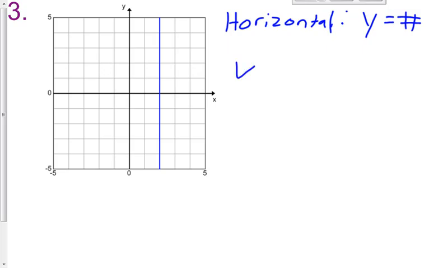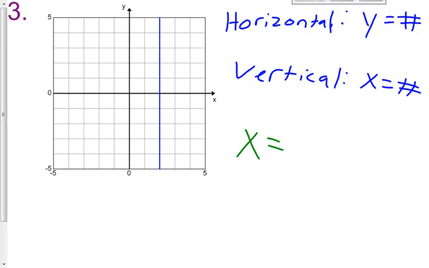When it is a vertical line, you should think x equals that number. And that's all you need to know for this one. It is a vertical line, so you know that that equation is going to be an x equals line. X equals a number, and what number is that? It's the number that it crosses. Here's 1, here's 2. So it's obviously x equals 2.